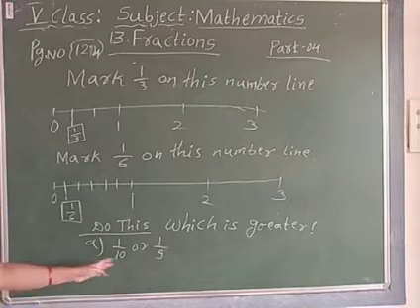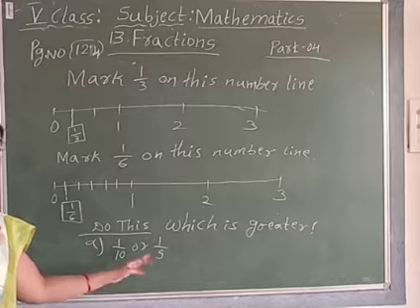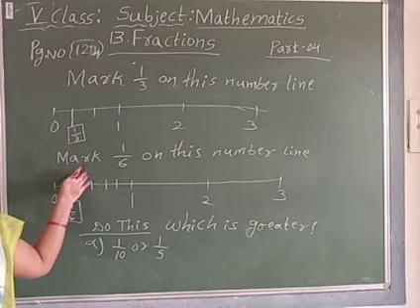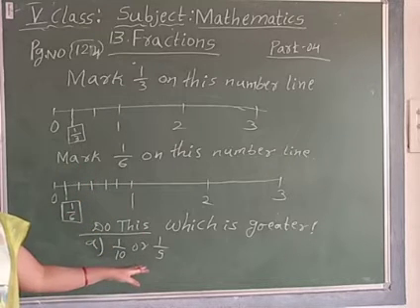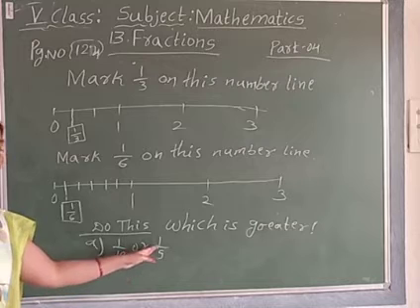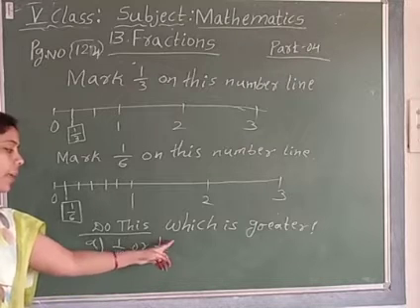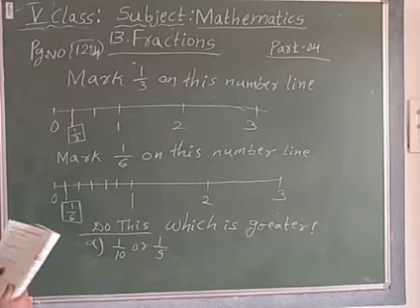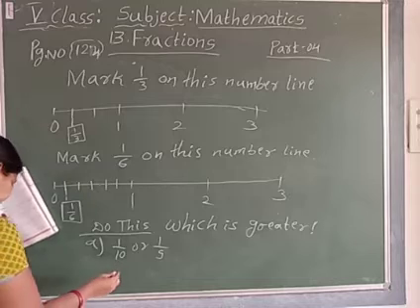So which one is greater in these two fractions? Whatever I said before, a big number is not the greater one. The fraction with the smaller denominator is the bigger fraction. 1 by 5 is the greater fraction.